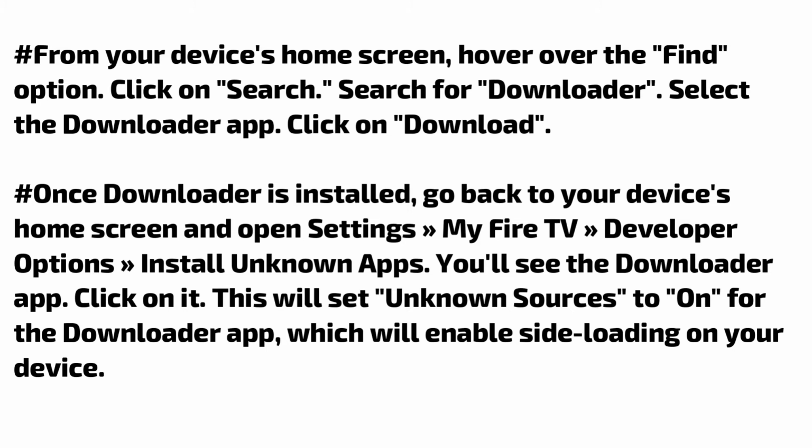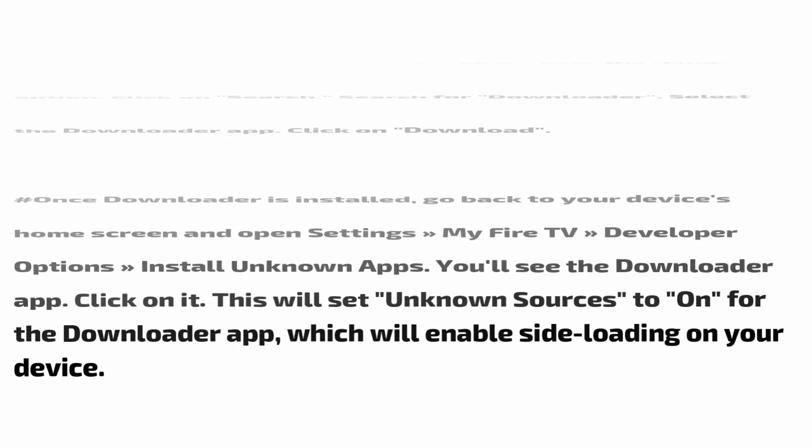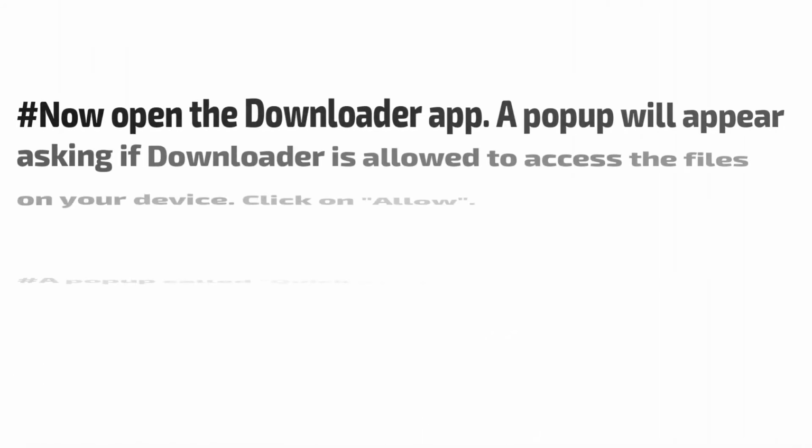My Fire TV, Developer Options. Install unknown apps. You'll see the Downloader app. Click on it. This will set unknown sources to on for the Downloader app, which will enable sideloading on your device. Now open the Downloader app.